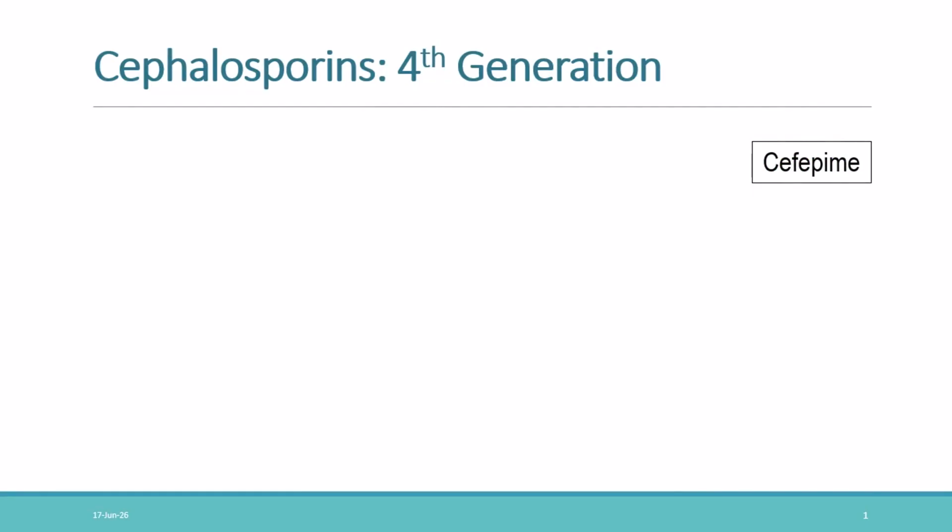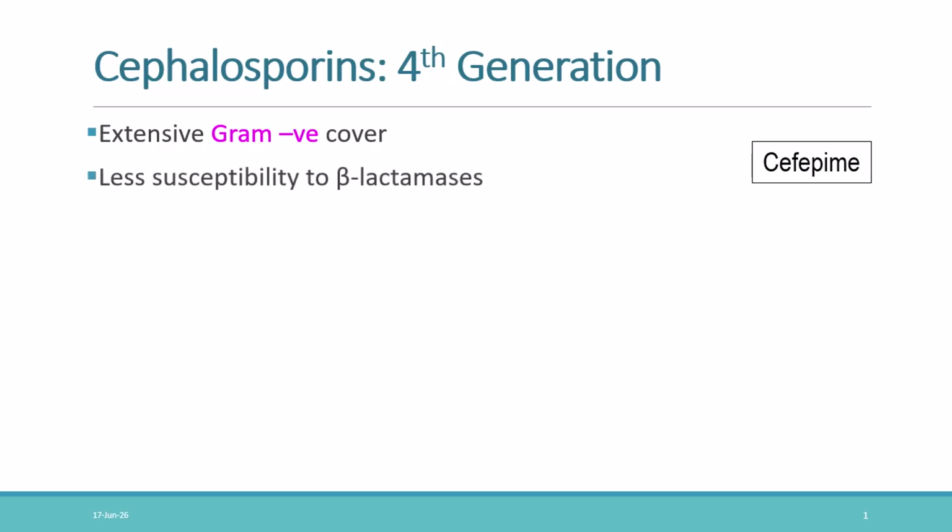Fourth-generation cephalosporins are represented primarily by cefepime. This agent combines extensive gram-negative activity with improved stability against many beta-lactamases. Importantly, it also retains useful gram-positive activity. Cefepime penetrates well into cerebrospinal fluid and is active against Pseudomonas aeruginosa.